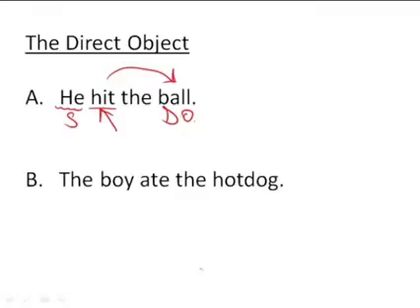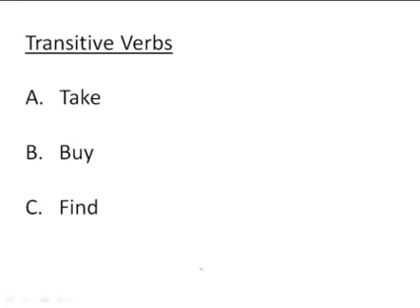Now you look at B. The boy ate the hot dog. Again, the boy is the subject. Ate is the verb, because the boy is the one doing the eating. And now we have the question, what? What did the boy eat? And the boy ate the hot dog. So this becomes the direct object. Let's try now to actually build a few sentences on our own using the direct object.